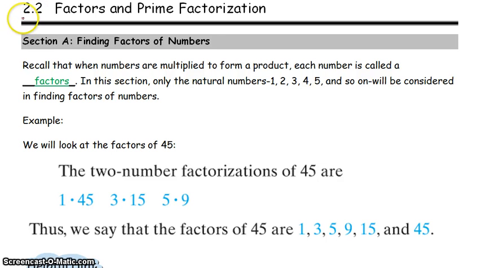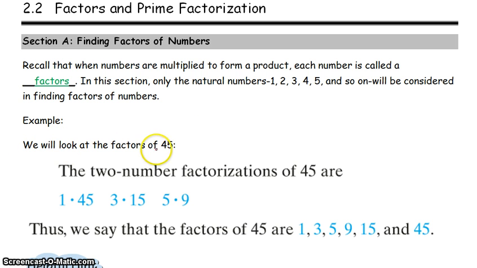Okay, class. We have section 2.2, factors and prime factorization. Section A, finding factors of numbers. Recall that when numbers are multiplied to form a product, each number is called a factor. In this section, only the natural numbers 1, 2, 3, 4, 5, and so on will be considered in finding factors of numbers. That means that 0 is not included. No decimals, no fractions, or negatives.